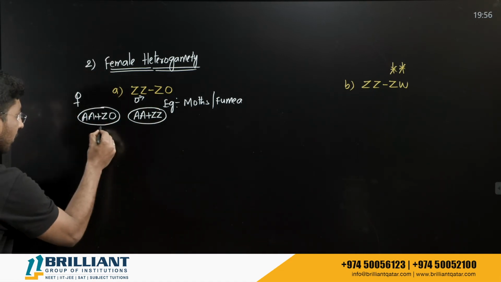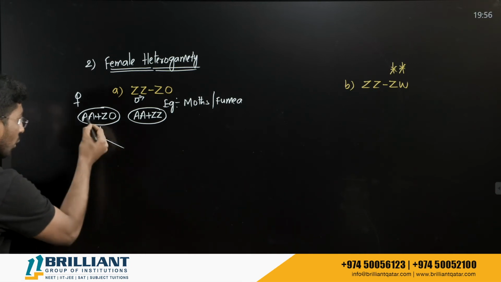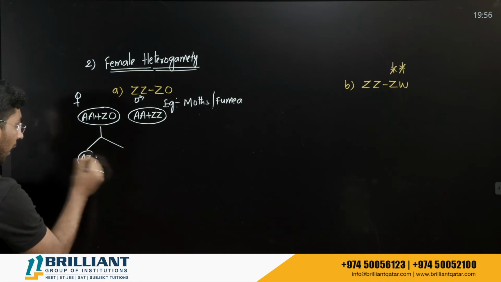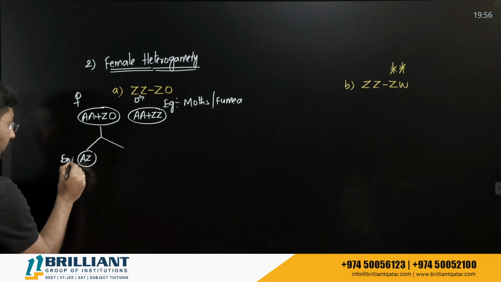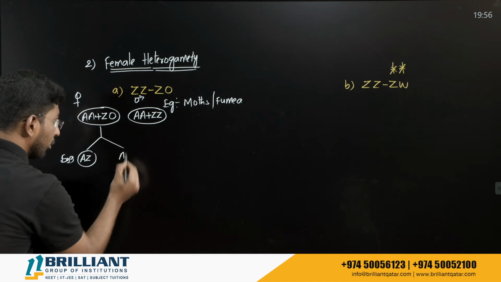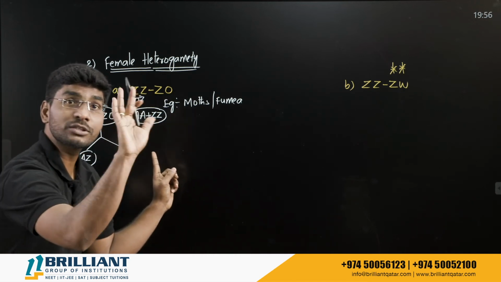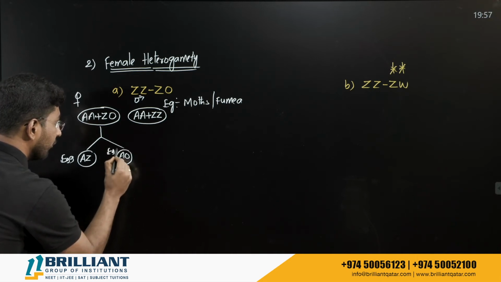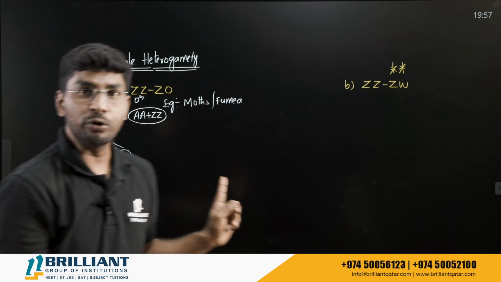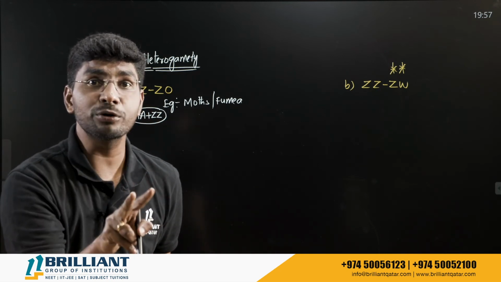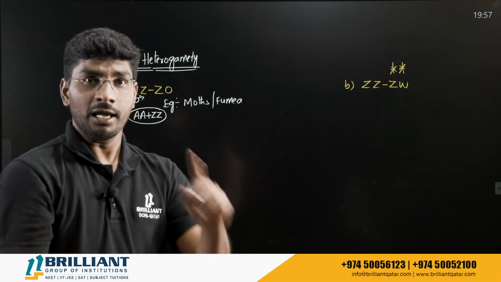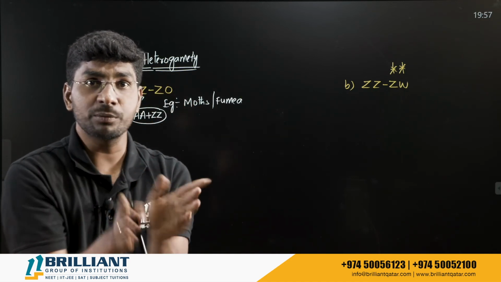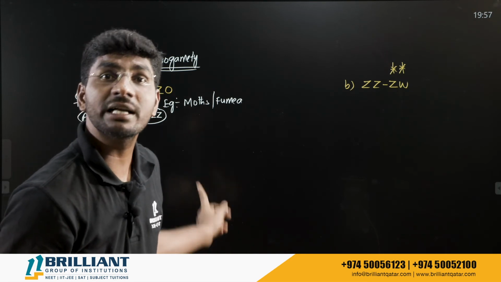What gametes are forming from the female now? Two different types. Half the number of autosomes plus one Z chromosome is one egg. Next, half the number of autosomes plus no sex chromosome, that means A0 egg. This is the second type of egg. Look at the board. Before that, we have seen males producing two different types of sperms. This time, females are producing two different types of eggs.